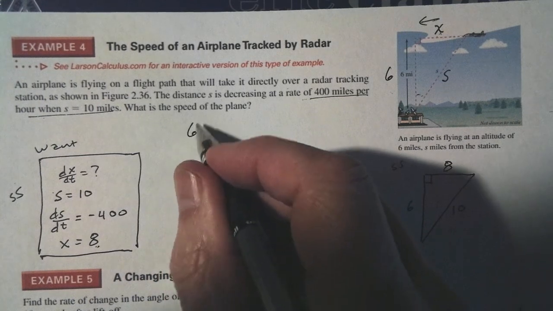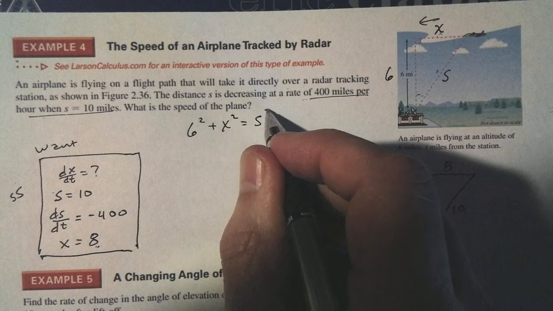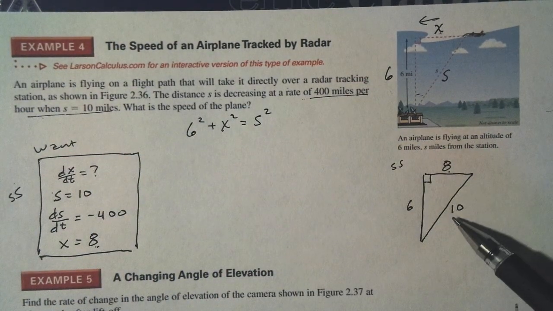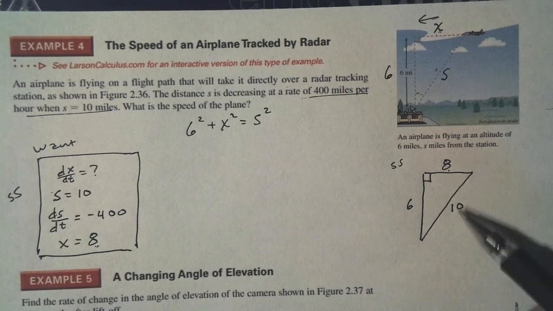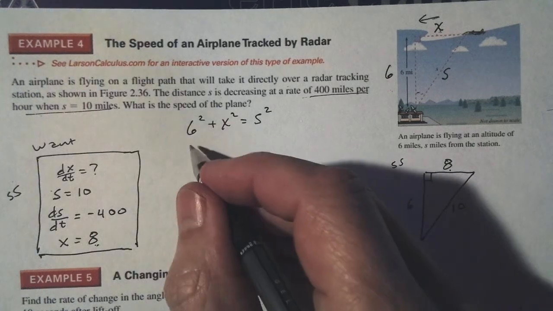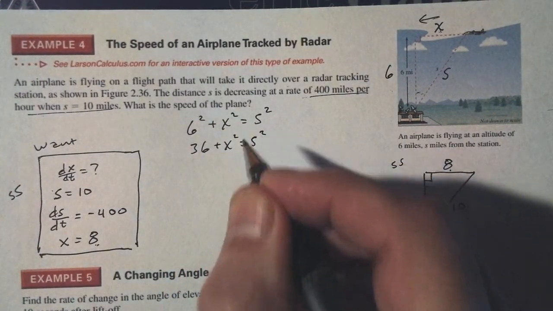We've got 6 squared plus X squared equals S squared. And why am I not putting 8 and 10 in? Because those are changing all the time. When do I put 8 and 10 in? If you watched the last video, that was a point of emphasis. Only after we take a derivative. So we get 36 plus X squared is S squared.